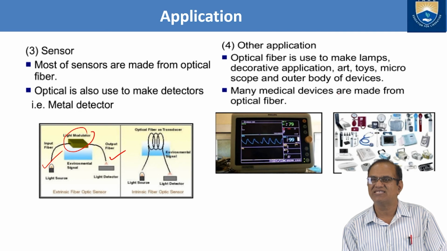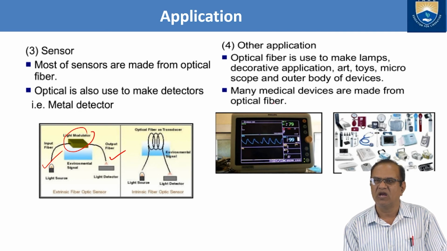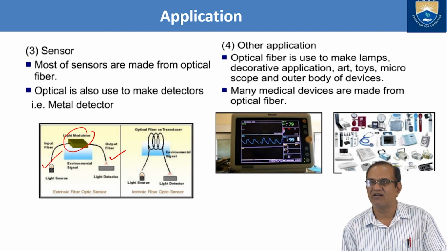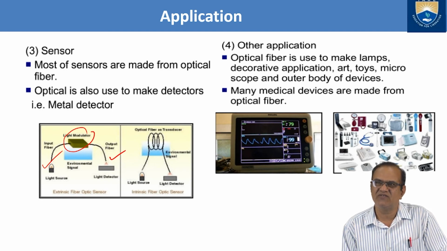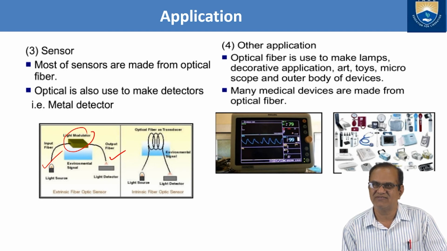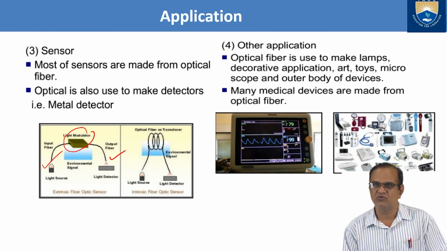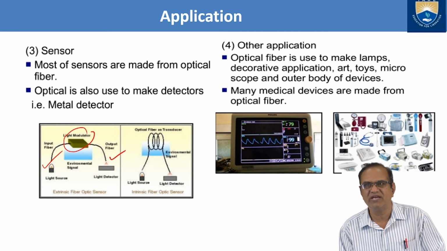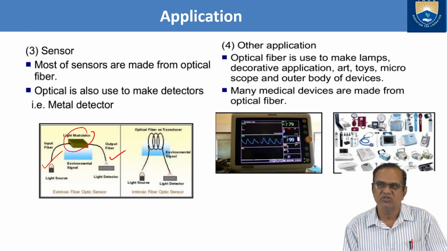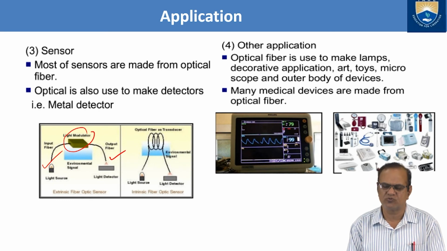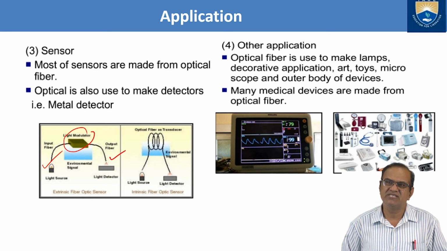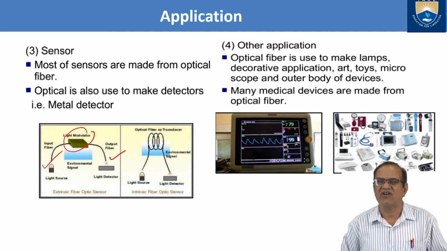Many medical devices are made from optical fiber. This you can see, there are a number of items for medical and surgery and all these things. We need very high accuracy. This you can see, in the ICU you will get such types of equipment. These are operated with the help of optical fiber. So nowadays optical fibers are used in many places, and this is the future technology for any new areas.